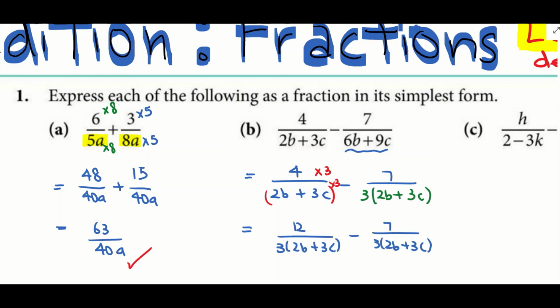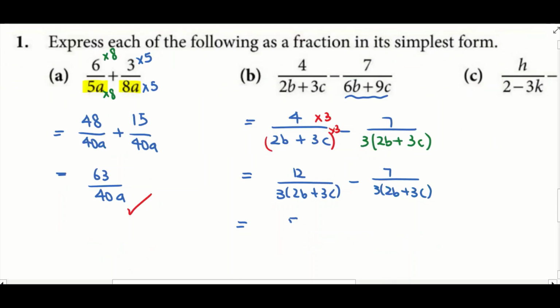Now that I have the same denominator, I will combine my numerators. 12 minus 7 becomes 5. So answer would be 5 over my common denominator. Here will be the answer.